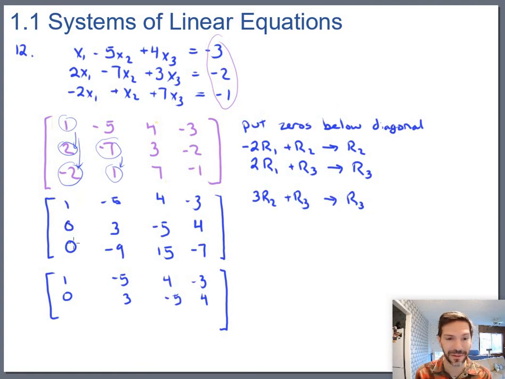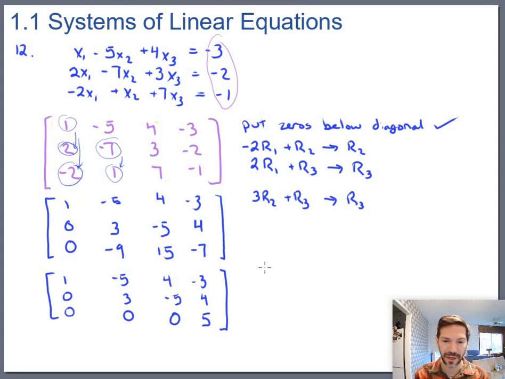3 times 0 is still 0. Added to 0 is still 0. That's good. 3 times 3 is 9. Added to negative 9 is 0. That's good. And 3 times negative 5 is negative 15. Added to 15 is also 0. And 3 times 4 is 12. Added to negative 7 is 5. Okay, so we've got zeros below the main diagonal. Let's translate this back now. So check, we've done that. We should be able to solve from here if there's a solution.